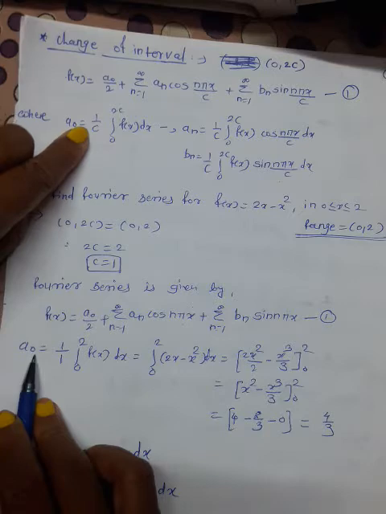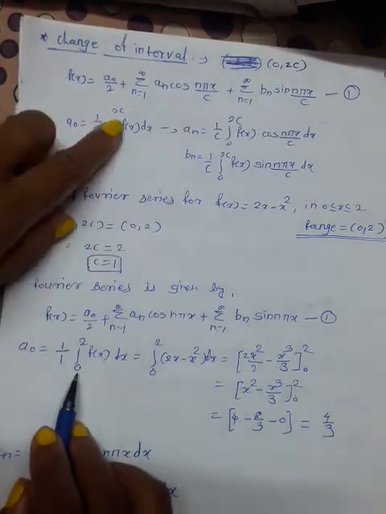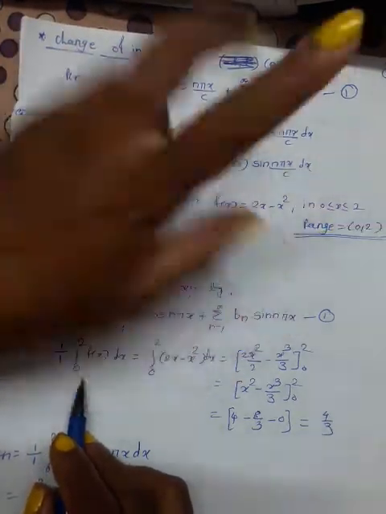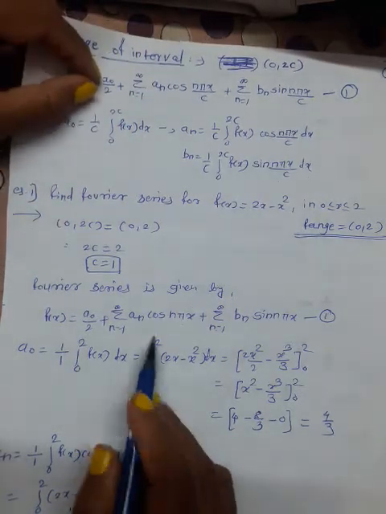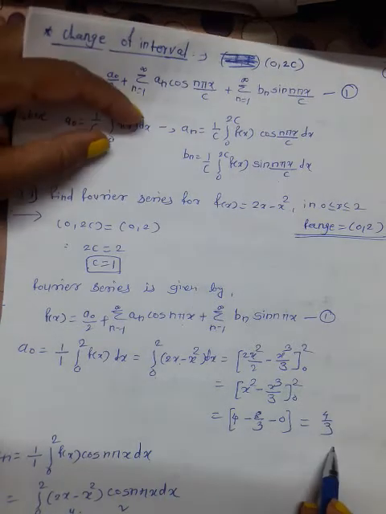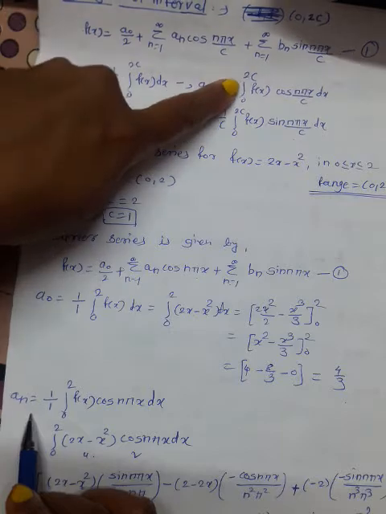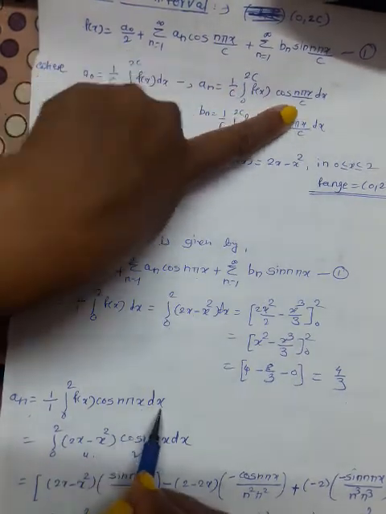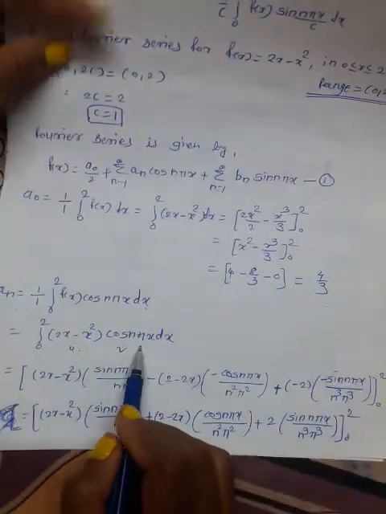a0 is 1 upon 1, integral from 0 to 2c, where the upper limit is 2. The limits of the integration are the same as the range. Everywhere f(x) dx. Now this integration from 0 to 2 is very easy. Answer is 4 by 3. Now next, a_n is 1 upon 1, integral 0 to 2 of f(x) cos n pi x upon c, where c is 1, dx. Now put the value of f(x), that is 2x minus x square, cos n pi x dx only.